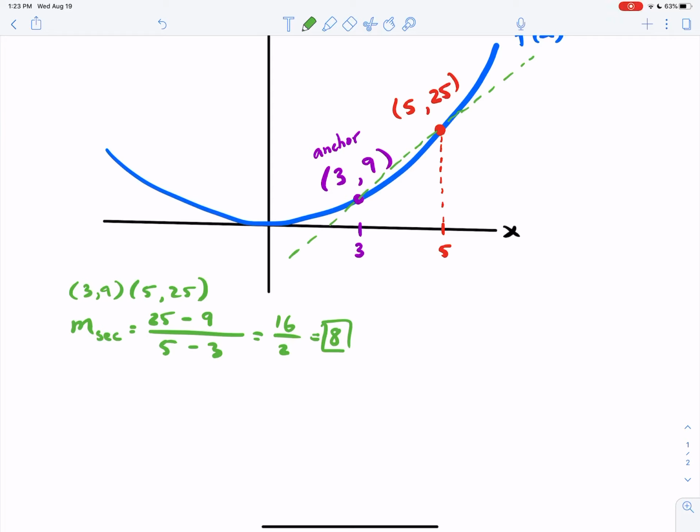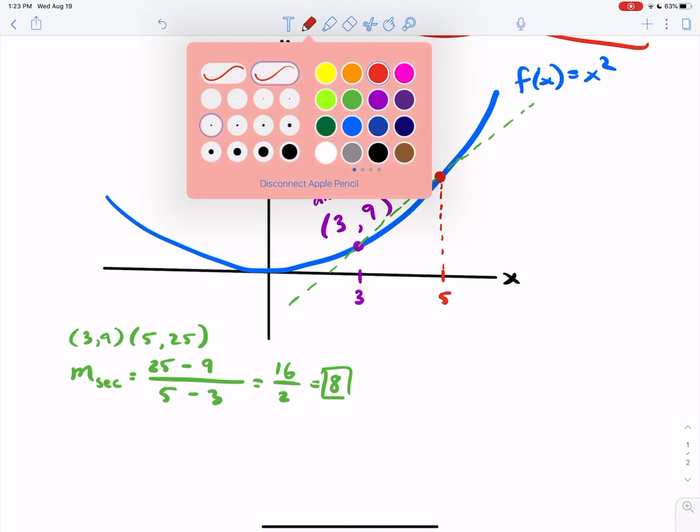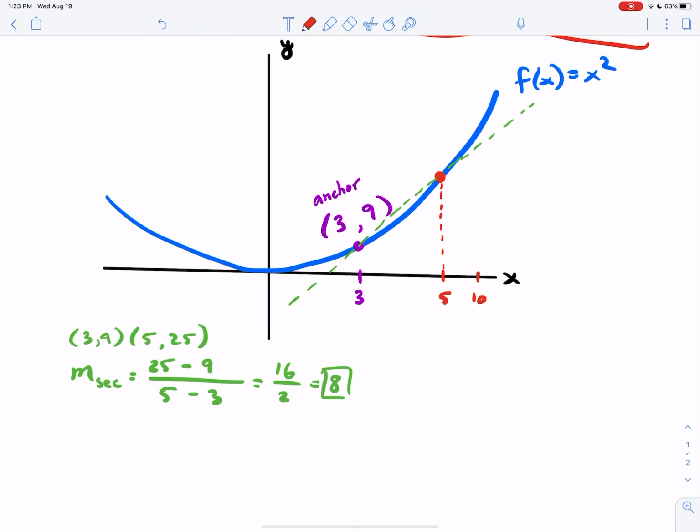It rises 8 and it runs 1. Okay? Now, let me change this up a little bit. Instead of 5 comma 25, what if I picked a different point? What if I picked 10? Again, this is not to scale, right? Pause and play when you're ready to tell me what that point will look like, okay?